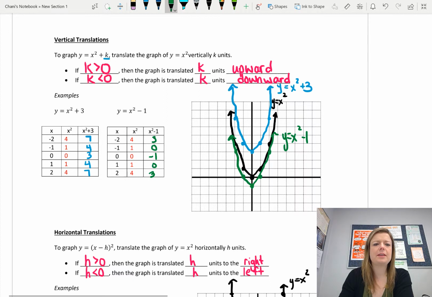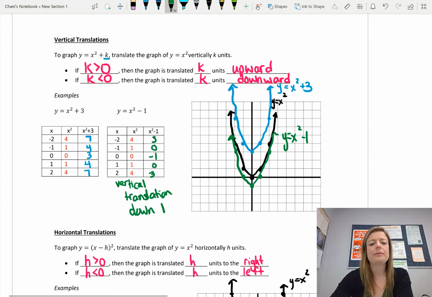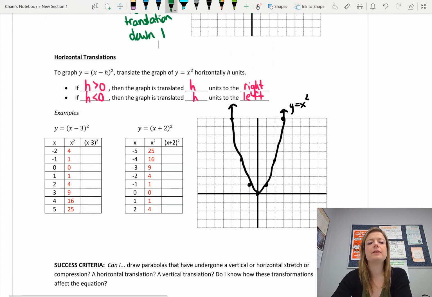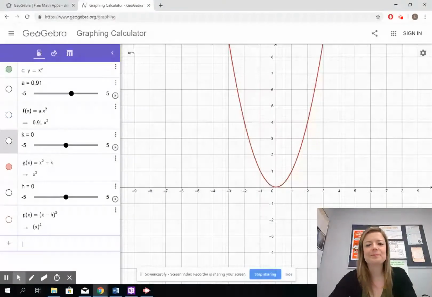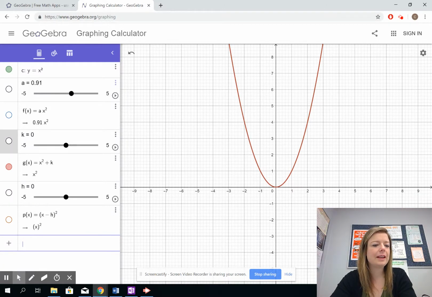So we say that this is a vertical translation, not transformation, translation down 1, and this was a vertical translation up 3. Okay, one last thing we're going to learn is horizontal translations. So this is to the left or to the right, okay? To the left, to the left.